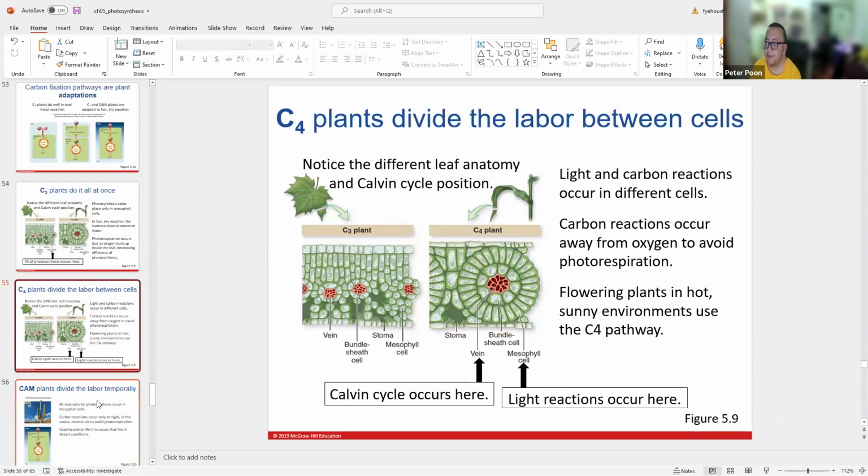Okay, C4 plants. C4 plants have a very different structure. So oxygen comes in here. The light reactions occur here. The Calvin cycle occurs there, and it works better.